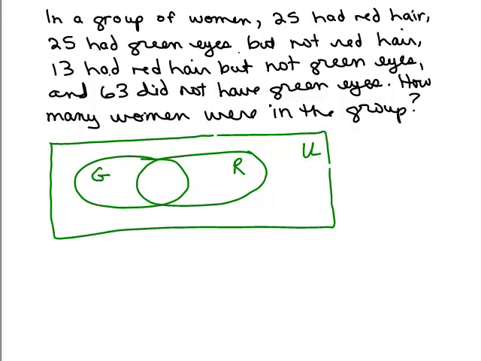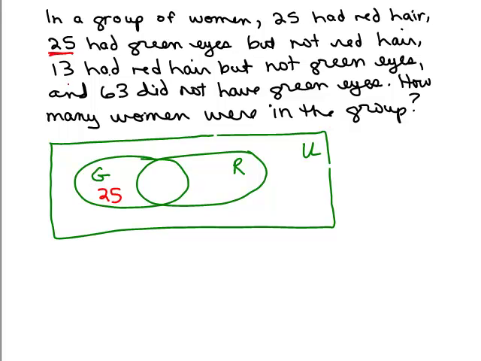25 had green eyes but not red hair. Okay, now what region would that be? They've got green eyes, so they're in the green circle here, but they don't have red hair, so they can't be over in this intersection. So that can be filled in right now. That would be this region over here. These are the people that only had green eyes, right? But they're not in the circle where they also had red hair.